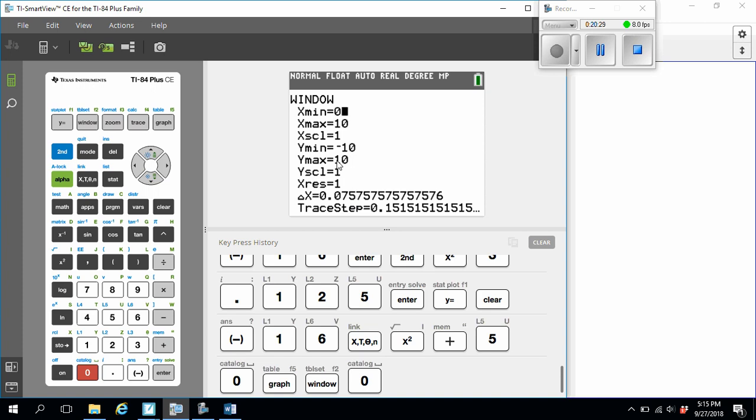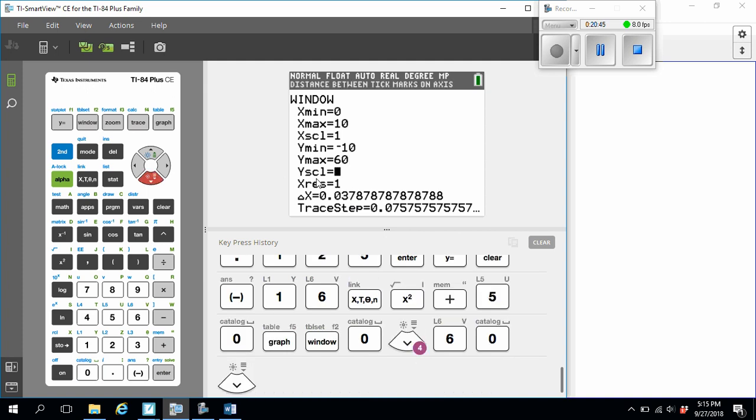So let's just see if we go up to 60 if we see the vertex. Because you might want to use this if you're trying to figure out the max and min. So scroll all the way down using your down arrow. Let's change this to 60. And because of that, I'm going to change my scale as well. So my y scale, I'm going to change it to 5. So that means that on my y-axis, it's going to go by 5s instead of 1s.